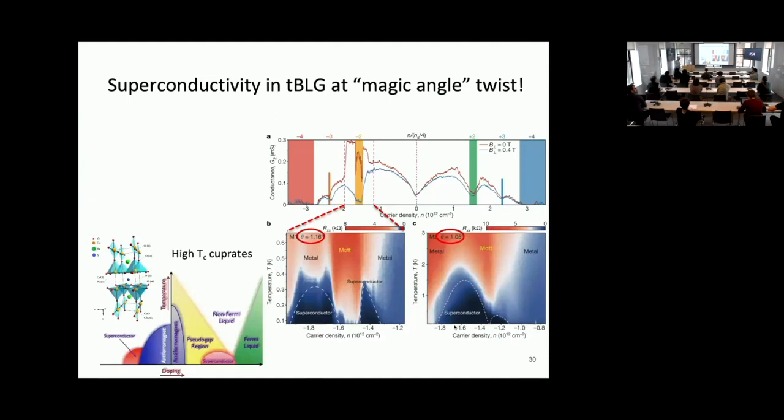This is the picture that described some of the physics in the system in Pablo's work. Basically, this vertical axis is the conductance, which can be thought of as representing the density of states in the system. The horizontal axis is the carrier density, which can be thought of as representing the energy as you're moving the energy level up and down relative to the Fermi level or the charge neutrality point. So this is the Fermi level for a neutral system.